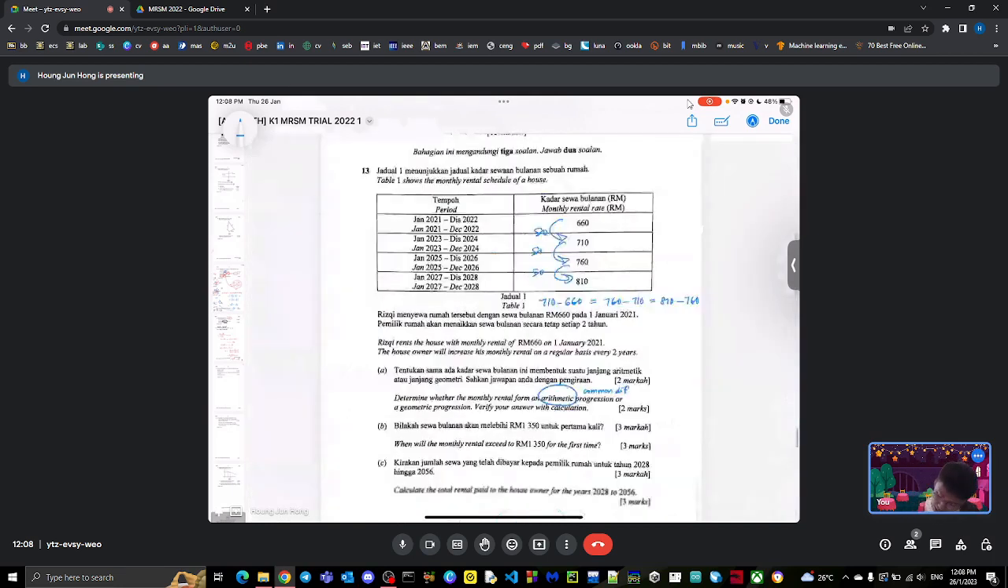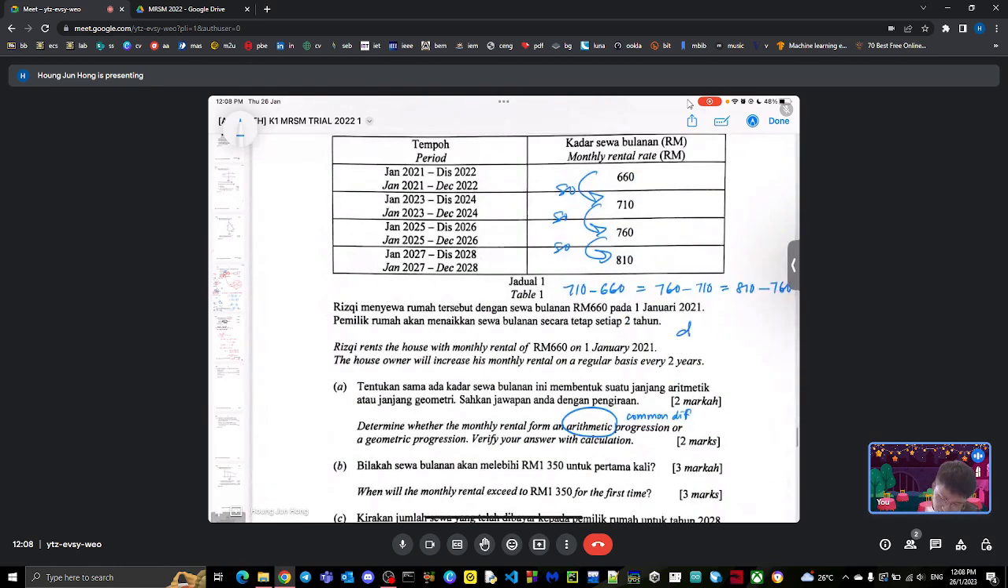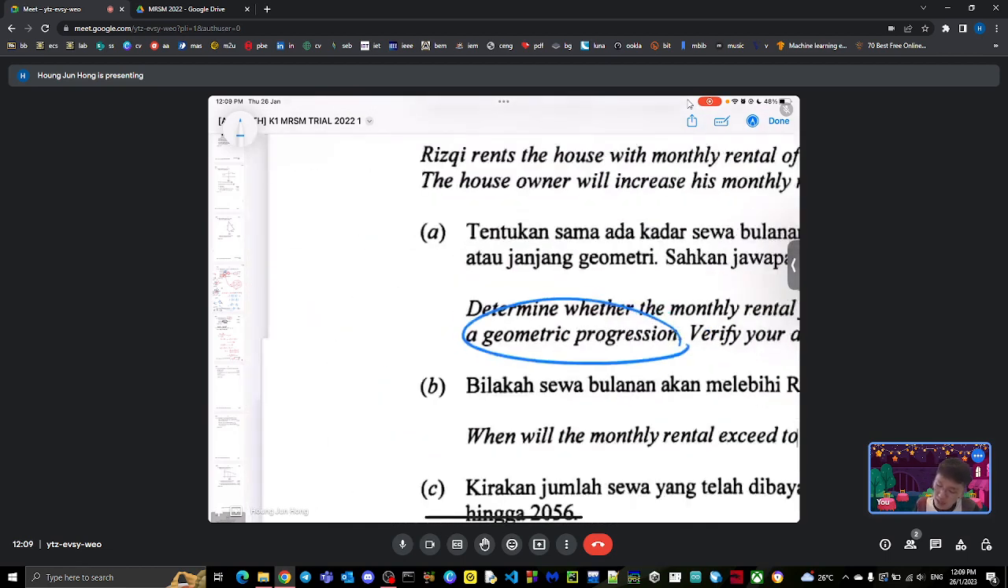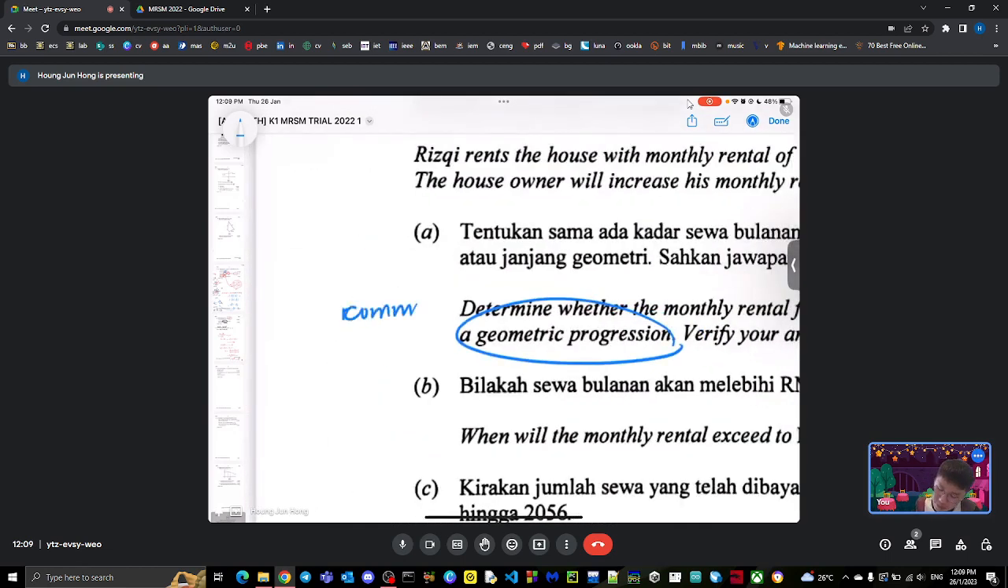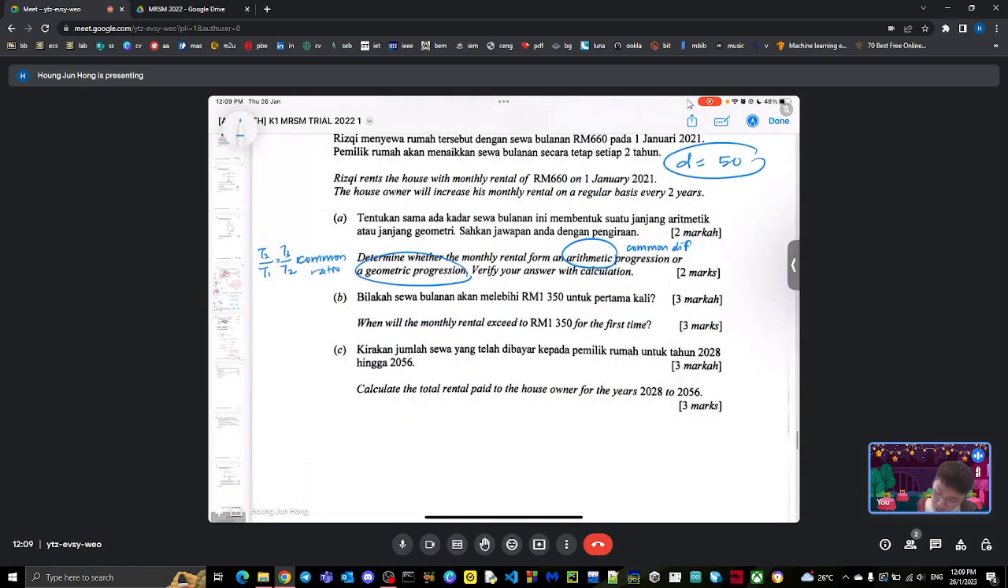And then secondly, you can also find out that the common difference is 50, and you prove that it's a steady increase. Common difference is a constant. If you want to prove it's a geometric progression, just prove that the common ratio is a constant. Basically, set T2 over T1 equals T3 over T2, and so on and so forth.